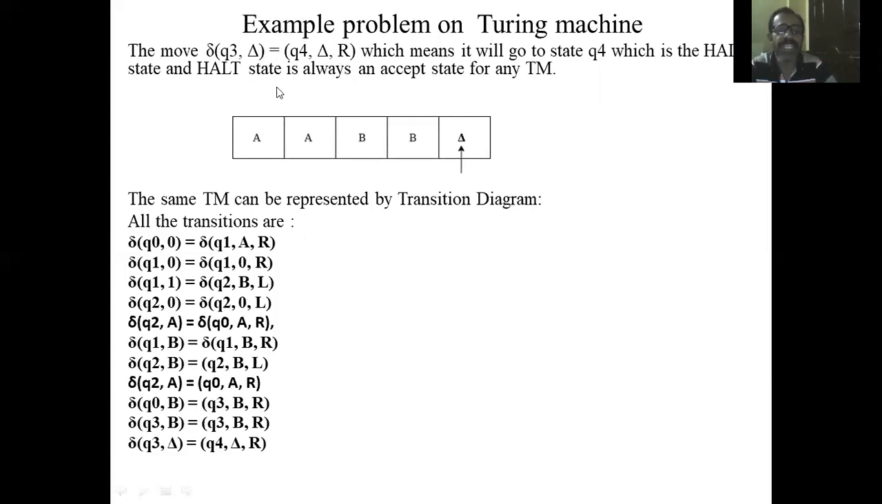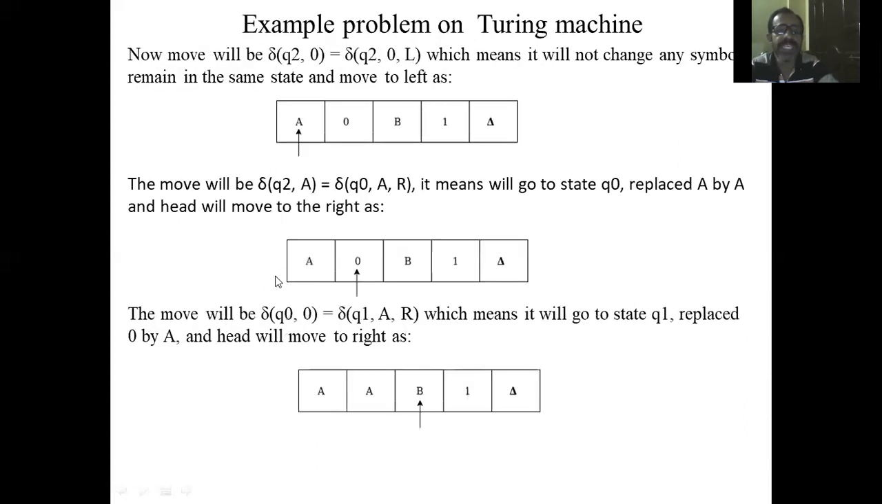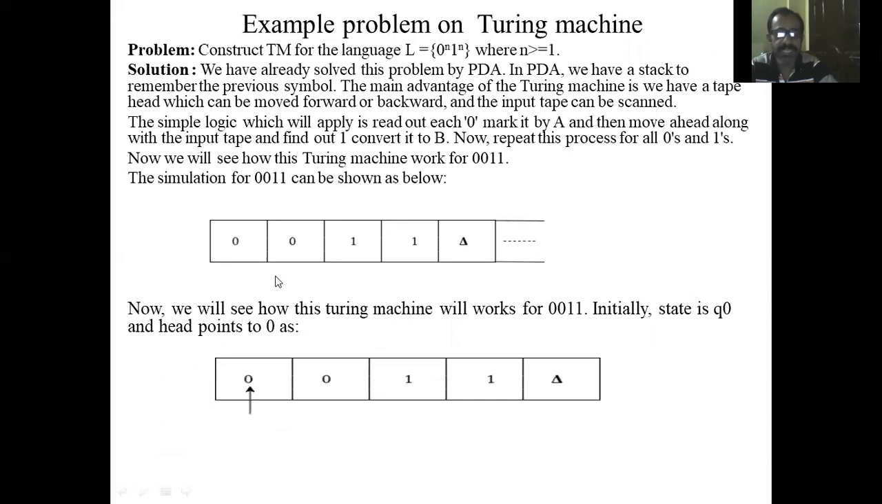If any other transition comes, we say that this input does not have an equal number of A's and B's. Then I wrote all the transitions here. Once more, I will show you. So this is the input and this is the initial 0.